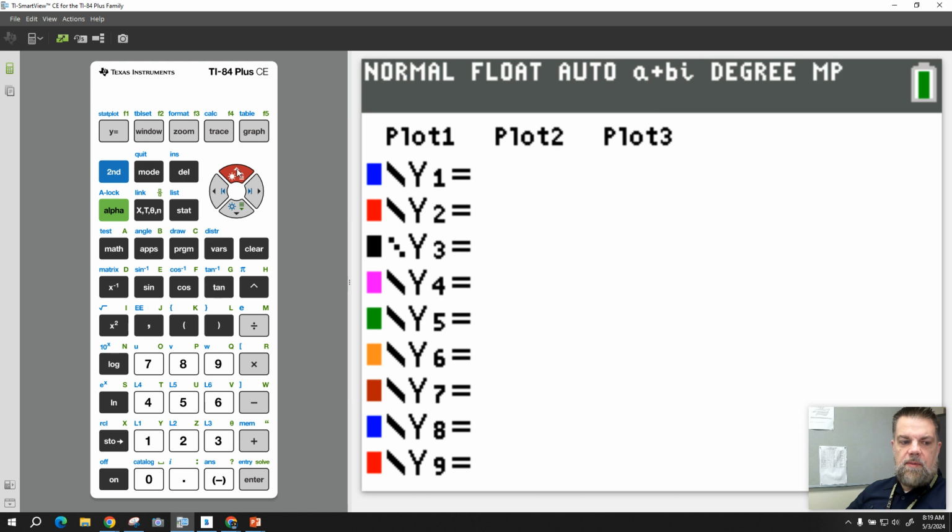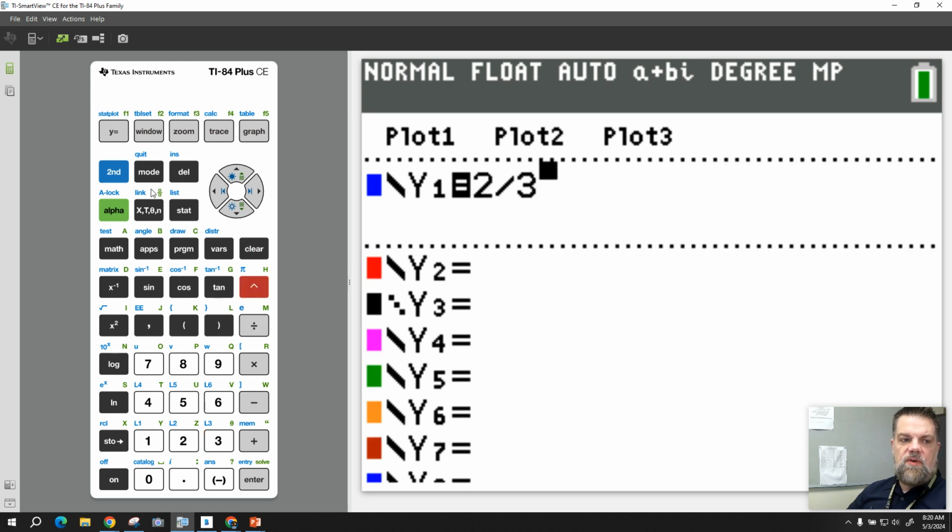So remember a couple of things. One, when we go to enter it in, we have to tell the calculator that it's a fraction. The calculator doesn't know 2 divided by 3 is a fraction, and it doesn't know that we're raising the whole fraction to x. If you say 2 divided by 3 raised to the x, your calculator thinks that it's 2 divided by 3 to the x.